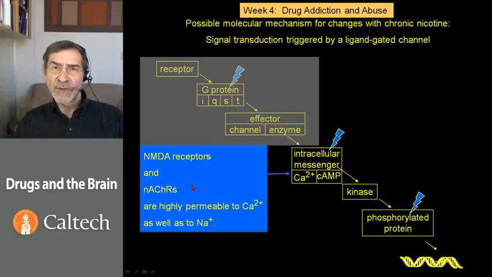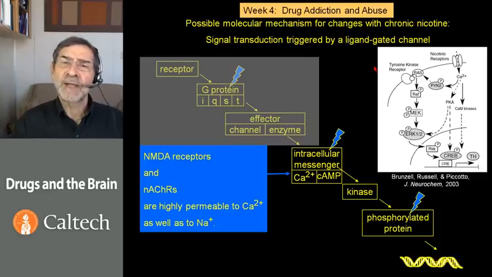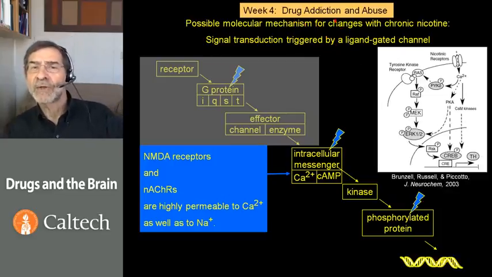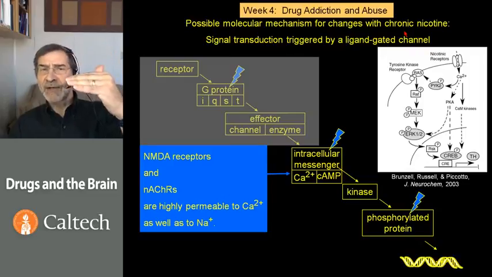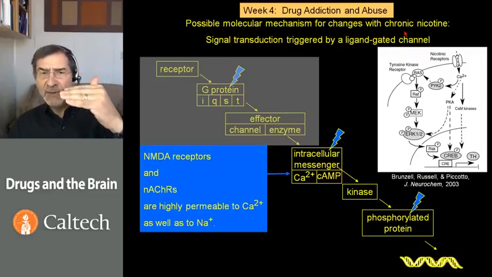We talked about drugs, recreational drugs in week 3. Now we turn to drug addiction. And we usually think that drug addiction occurs because of changes that occur in the brain with chronic drugs. We'll talk about changes at the system level, at the circuit level, and finally at the cellular level.